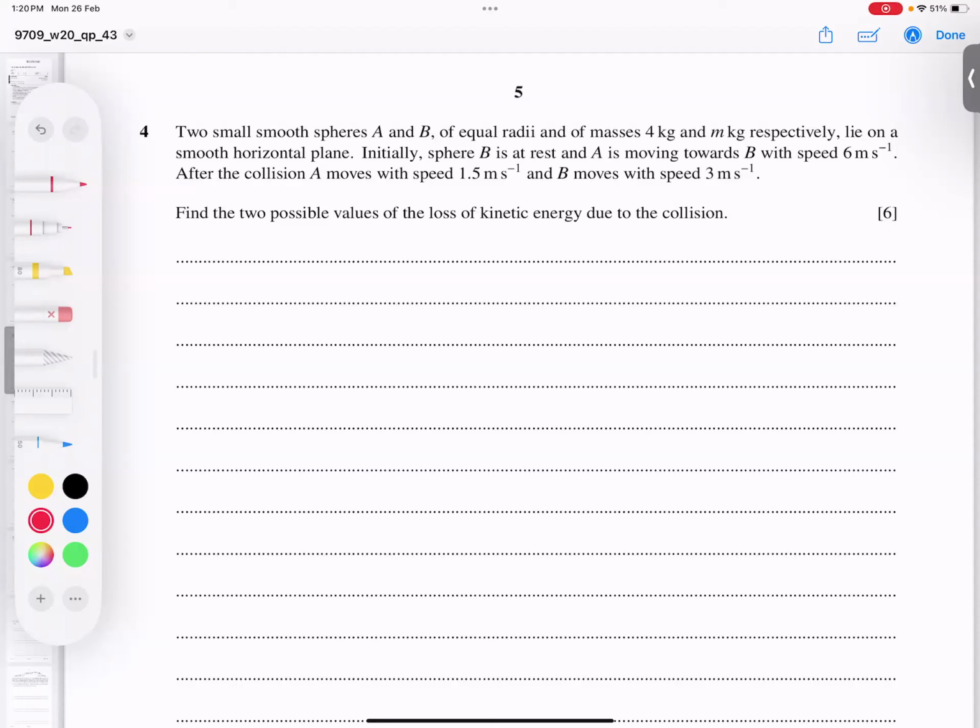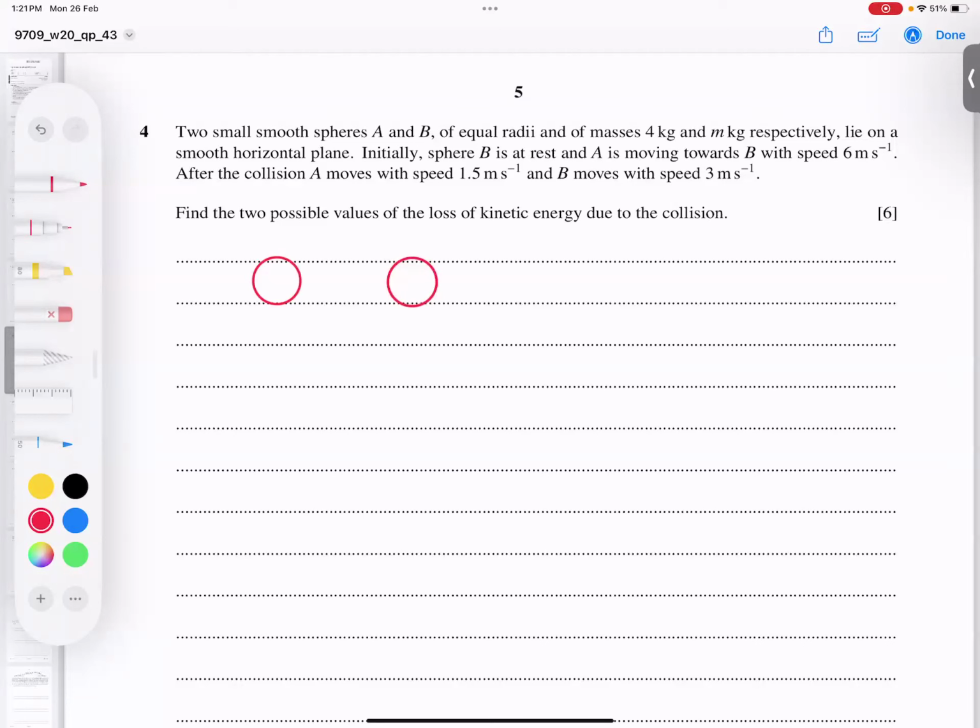This is a question from October 2020, variant 43, question 4. Two small smooth spheres A and B have equal radii, and masses 4 kilograms and m kilograms. Okay, so one is 4 and one is m. So let's start. The best technique when you do this kind of question: read and write.